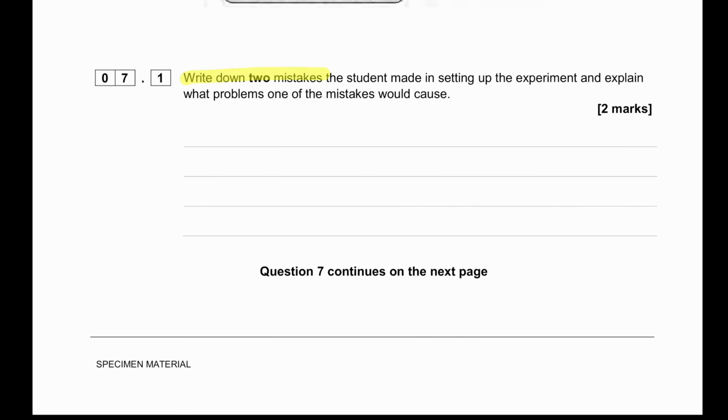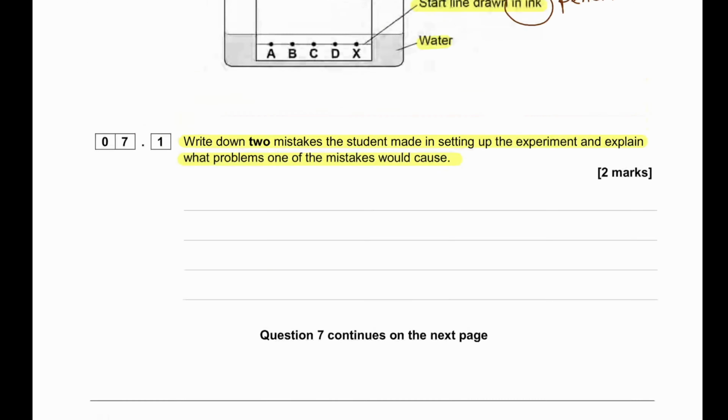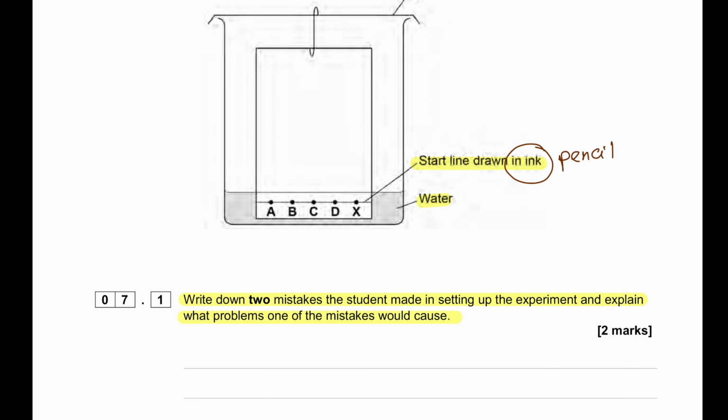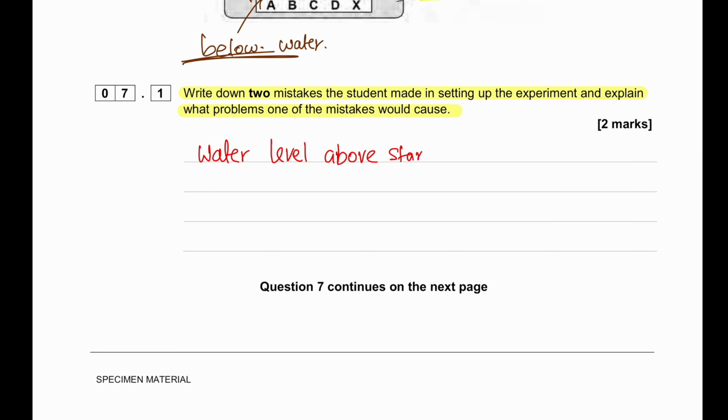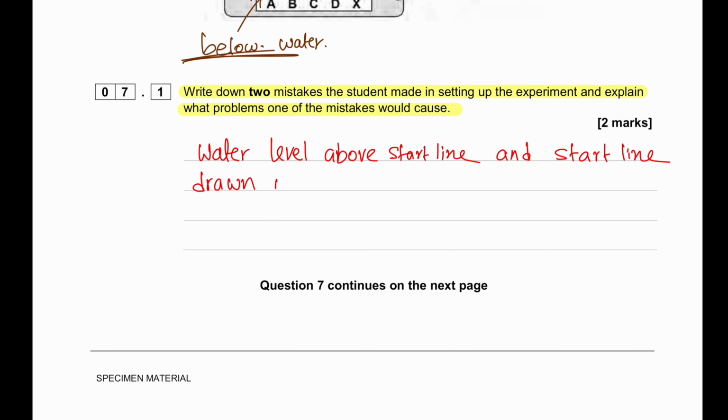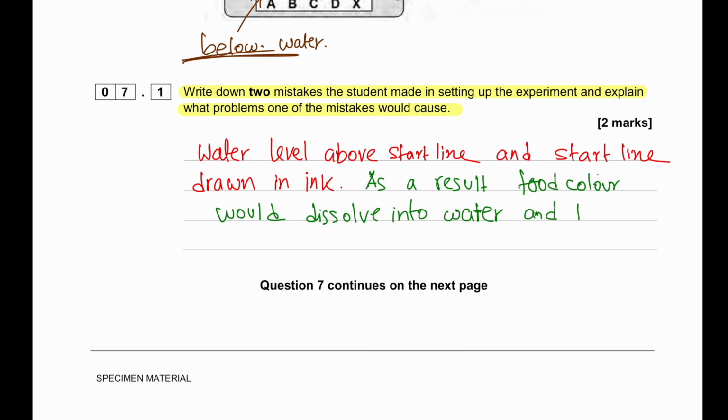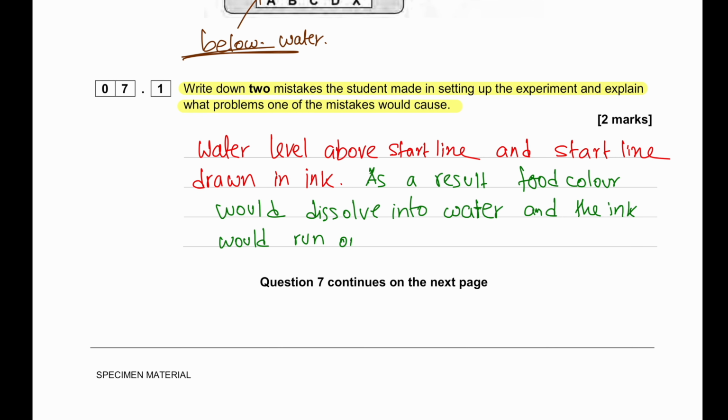Write down 2 mistakes the student made in setting up the experiment and explain what problems one of the mistakes could cause. So the other problem is, you see the ink line is below water. It must be above. It must be drawn with pencil and it must be above water. So these are the two problems. So the answer will be: the water level is above the start line and the start line is drawn in ink. Food colors would dissolve into the water, and the start line, which is drawn in ink, would run on the paper as well.